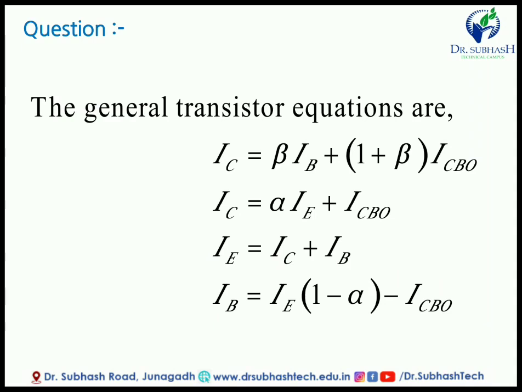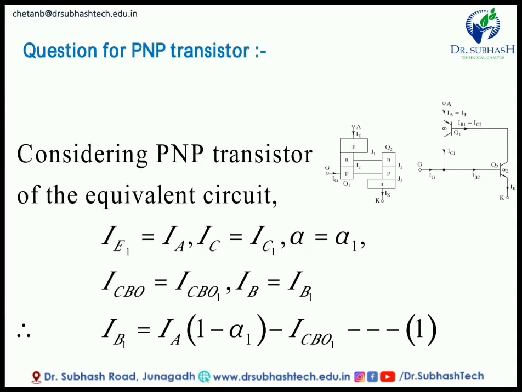So friends, you have to remember this equation for the transistor. Now let me start with two transistors. The first transistor is, consider the PNP transistor, and first of all we have to identify the IE1, IC and alpha. Here IE1 is equal to IA, because anode current is totally the emitter 1 current, and IC is equal to IC1 and alpha is equal to alpha 1.